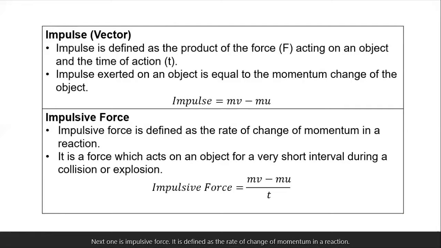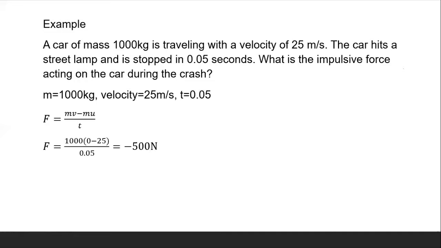Next one is impulsive force, and it is defined as the rate of change of momentum in a reaction. So change of momentum divided by time. So mv minus mu divided by time. Okay, this is the example. Remember, for momentum, it is mv. For impulsive force, it is mv minus mu, the change in momentum, divided by time.